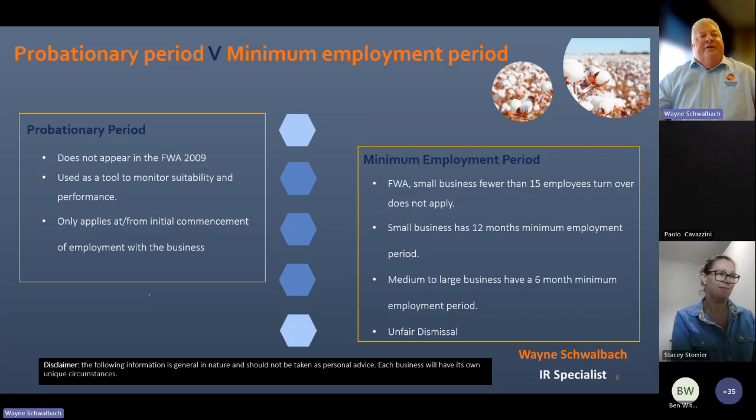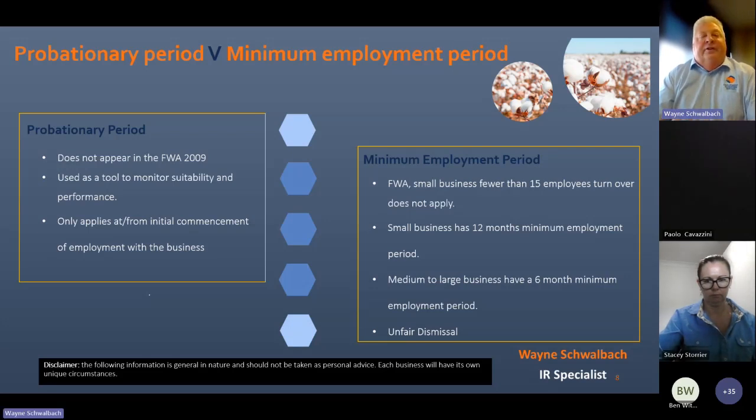One of my favourites, probationary period versus the minimum employment period. So I guarantee just about every one of you would have a probationary period in your employment contracts. Funnily enough, there's no such thing as a probationary period in the Fair Work Act of 2009. It doesn't exist, but all my clients, we leave it in there because we use it as a monitoring tool, because I don't care how good somebody is when they come in for an interview. Everybody these days is sort of taught how to handle an interview, but are they the right person for your business? Are they going to be able to keep up the pretense for a certain period of time? Not always. So we keep it in there.